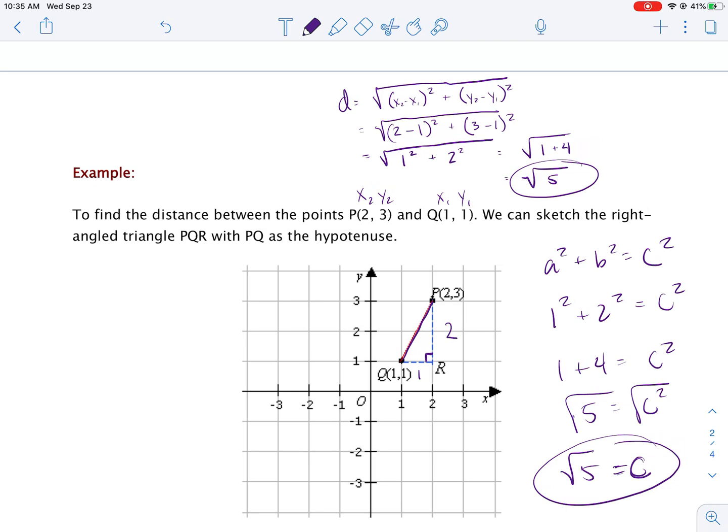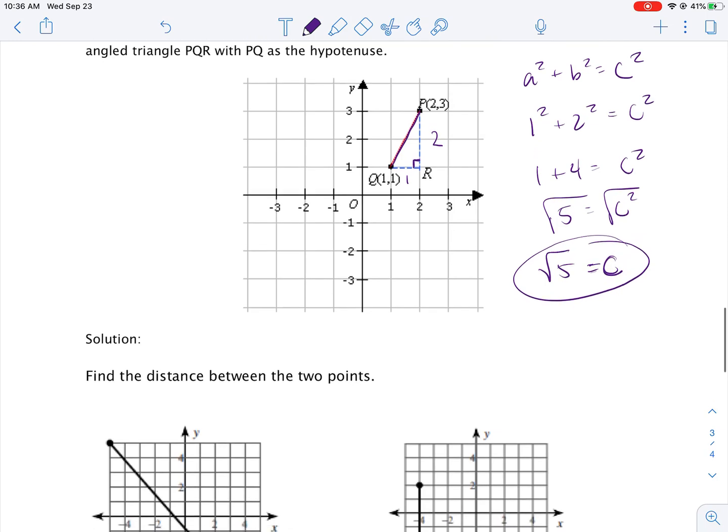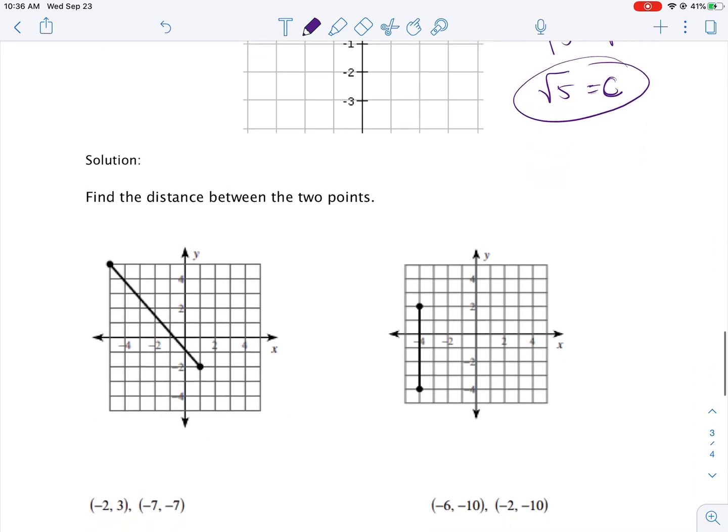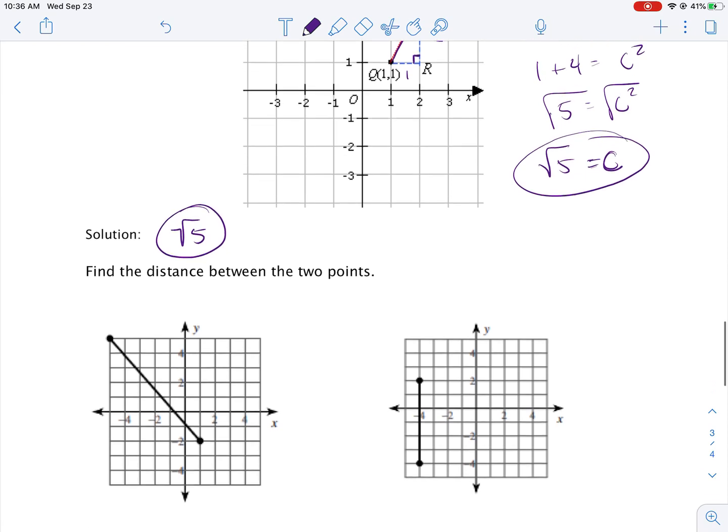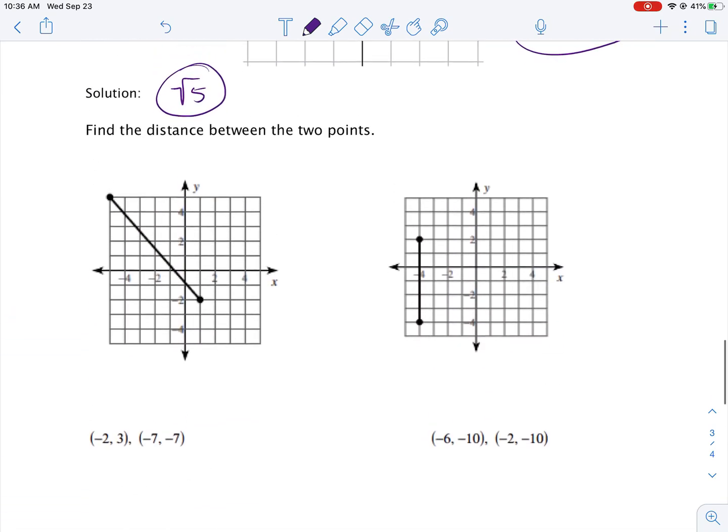Okay, so it's kind of neat. The Pythagorean theorem and the distance formula do both of these things for you. Okay, so the solution, square root of 5. And because we're on the coordinate plane, we don't have to put any units there.